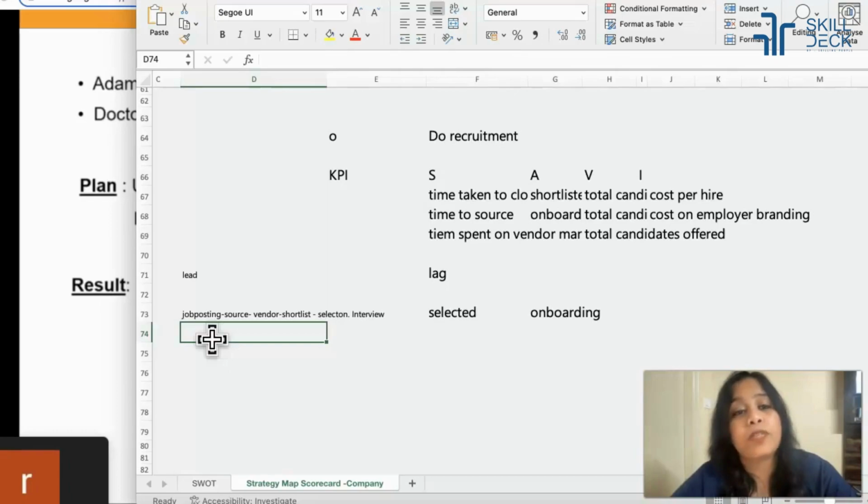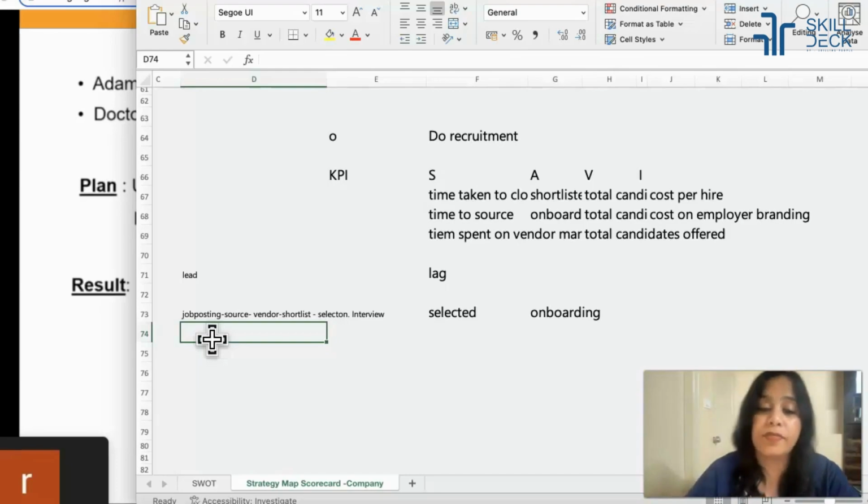Your cost per vendor or cost for vendor sourcing is your lead KPI of investment. Total vendors shortlisted, lead KPI of volume. Total candidates hired, that's again a lead KPI. So whatever is getting into the process, that's lead. And what is the final outcome? That's lag. When you select your KPI, you have to always select both lead and lag on CV.